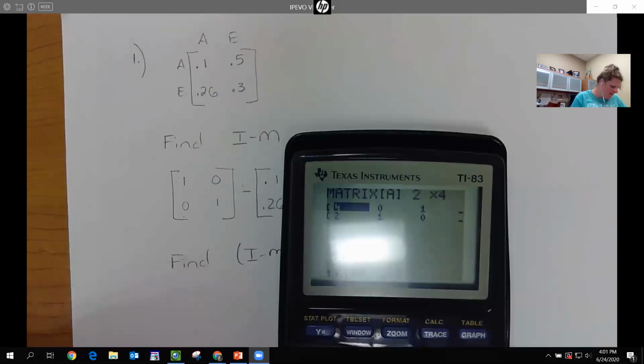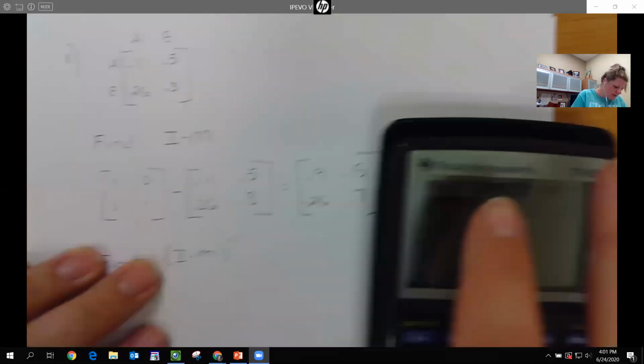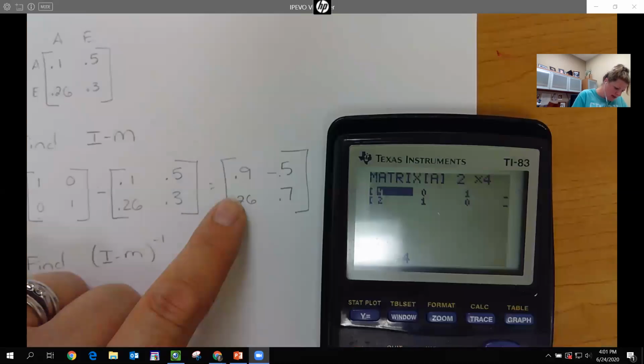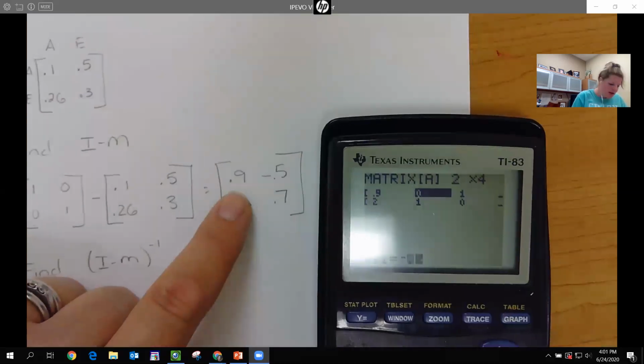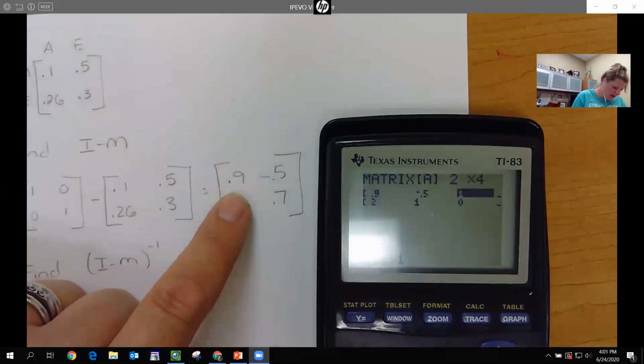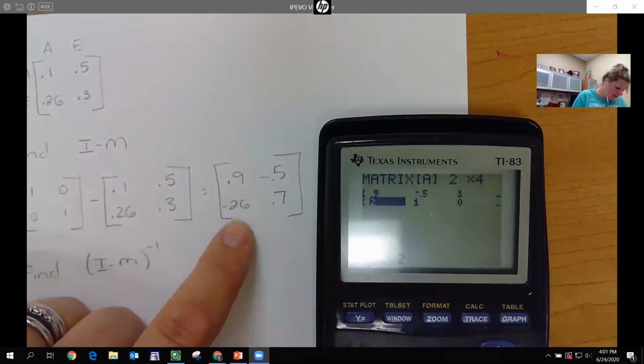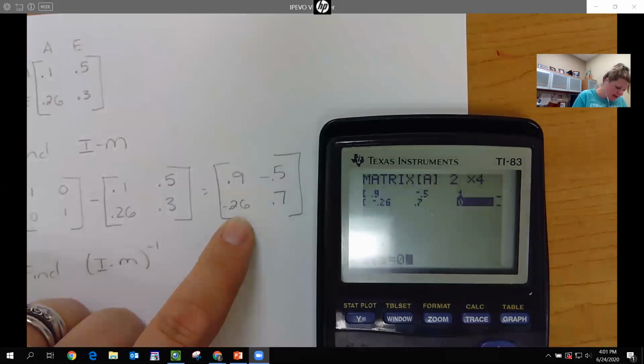So what I was given is here. So we have 0.9, enter, negative 0.5, enter, 1, 0. Then the bottom row is negative 0.26 and 0.7, and then 0, then 1. And then I'm going to hit matrix.